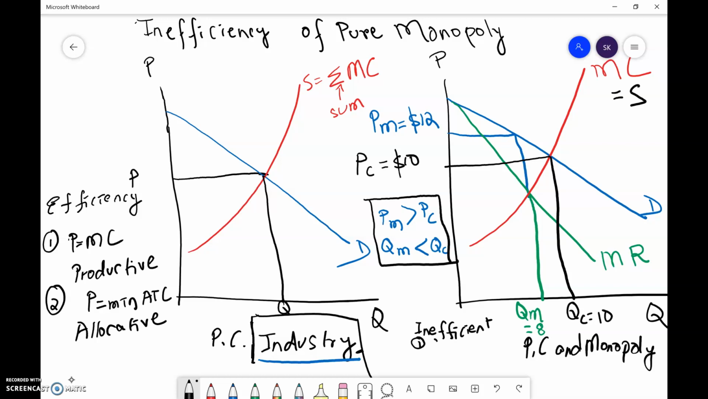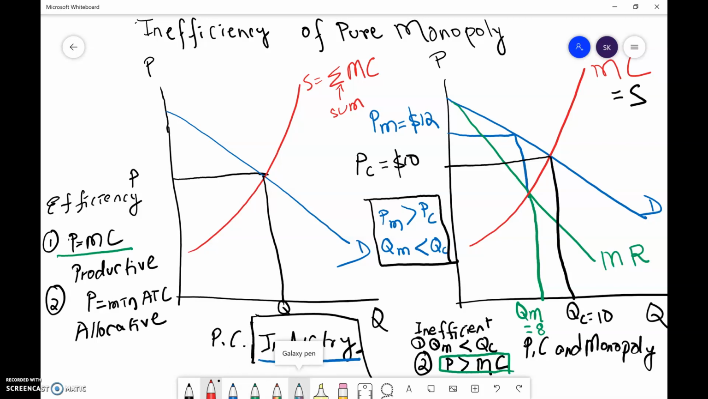Number one, the monopoly quantity is less than the perfectly competitive quantity, and for a monopoly market structure, the price is greater than marginal cost. So over here we had price is equal to marginal cost. For a monopoly, we have price is greater than marginal cost. So we are losing out on productive efficiency.